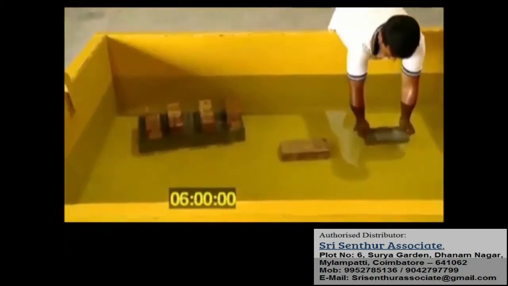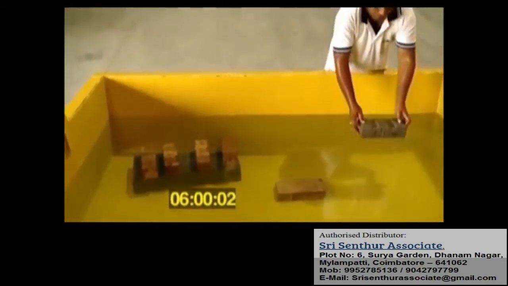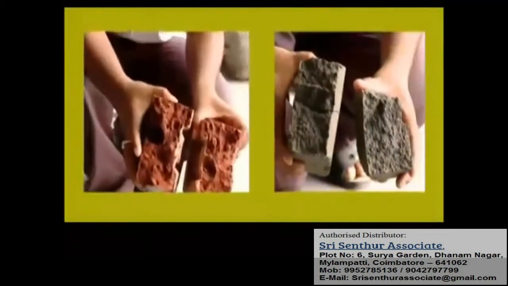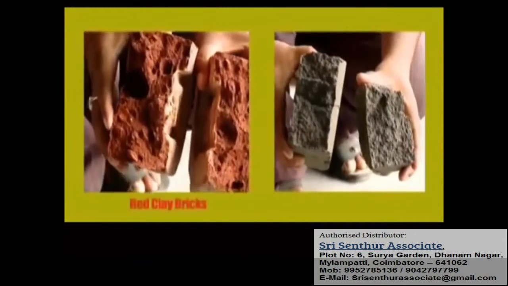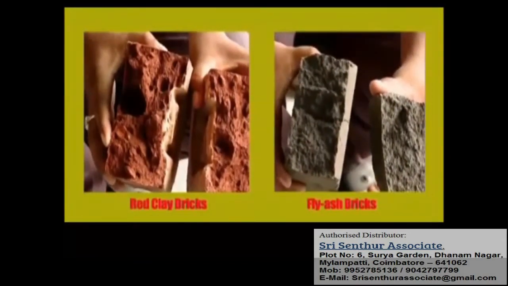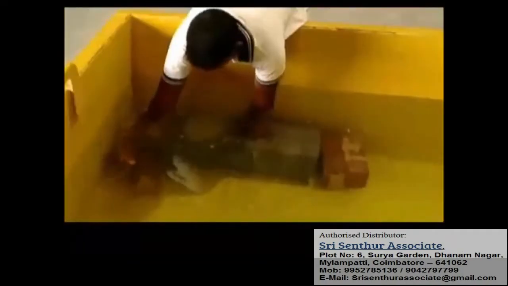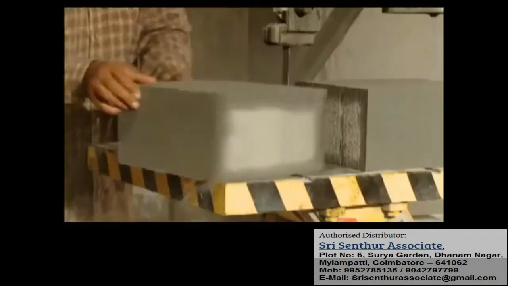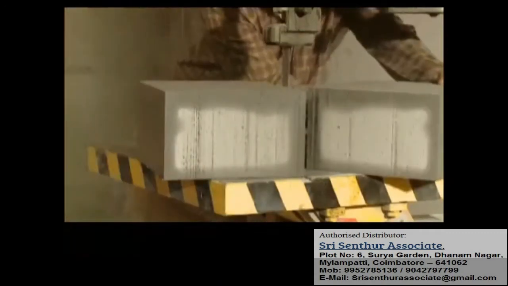After 6 hours, water seeps inside the 2 bricks, which can be clearly seen when cut into 2. This makes the red clay and fly ash bricks heavier during curing. When taken out after 6 hours and cut, one can visibly see that the core of the AAC block is still dry.